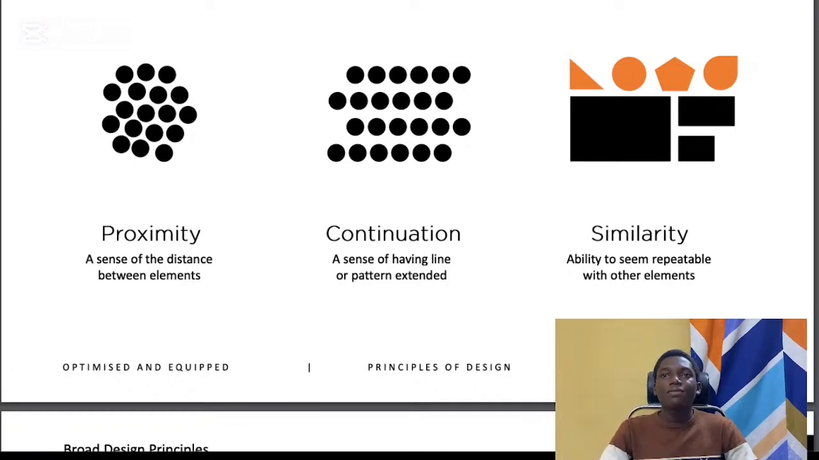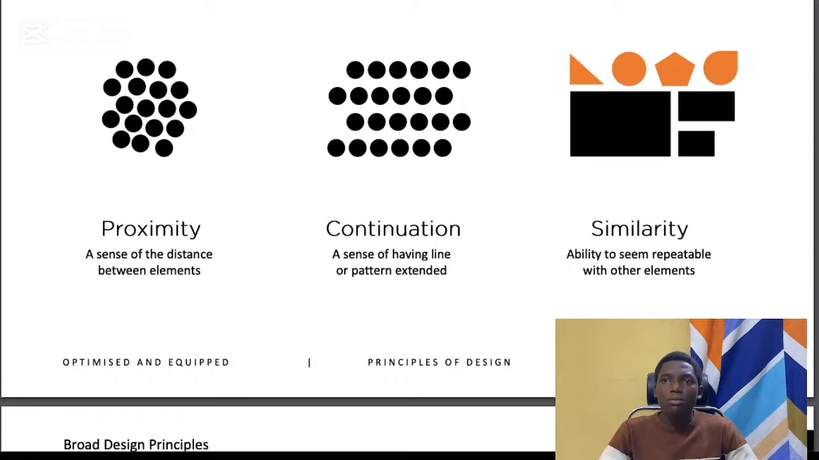Let me give you an example now. Maybe you have 4 pictures that you need to display. You must be able to position and place your pictures in a way that follows the law and principle of proximity. It means that the distance between these elements must be accurate. The distance between the 2 elements must be accurate.